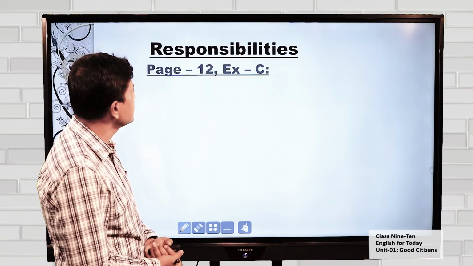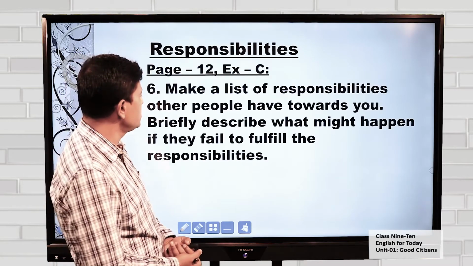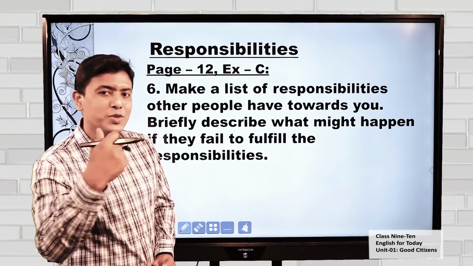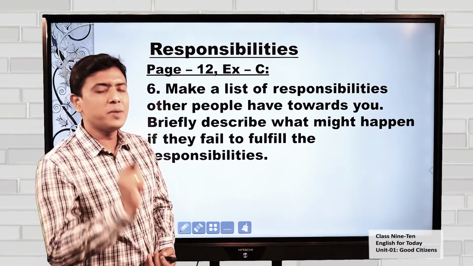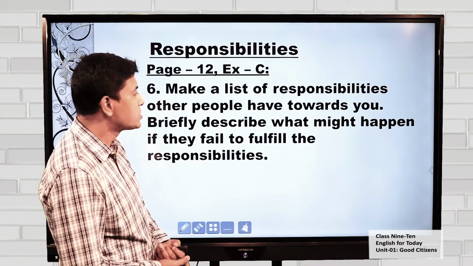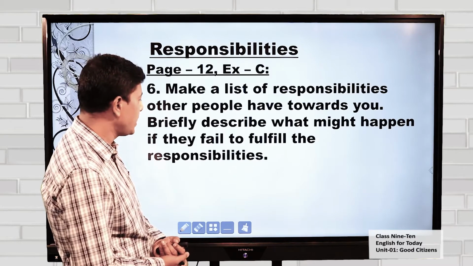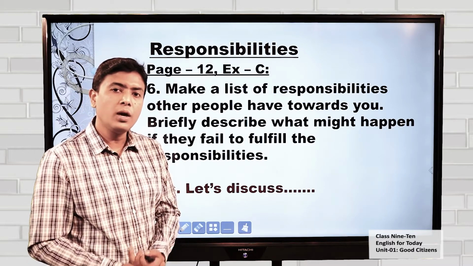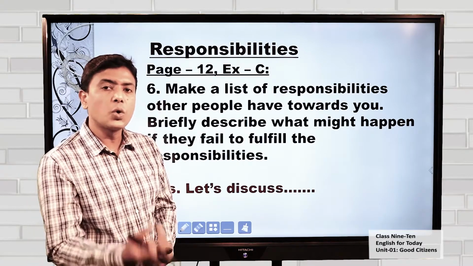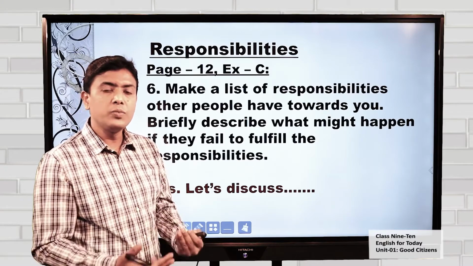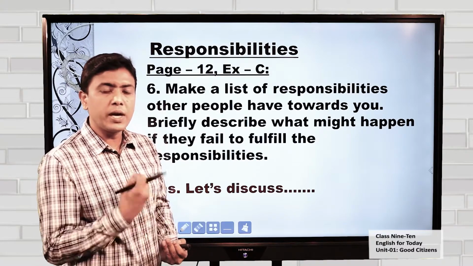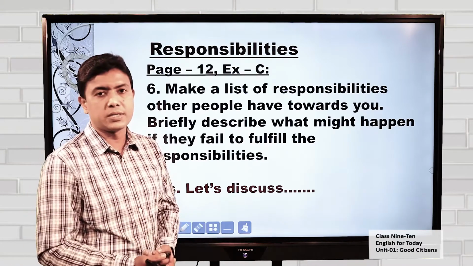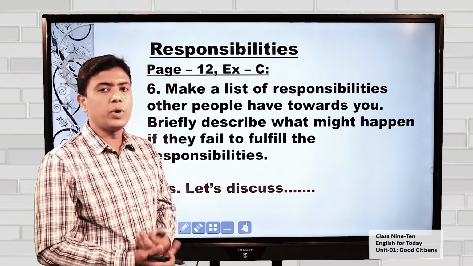Now, next one, number 6. Make a list of responsibilities other people have towards you. So not only you have your responsibilities to other people, they also have responsibilities towards you. Briefly describe what might happen if they fail to fulfill the responsibilities. I think the way we do in the society, they should also do the same. Like when we start throwing our garbages, wastages in the dustbin, the other people should also cooperate. They should also do the same way.